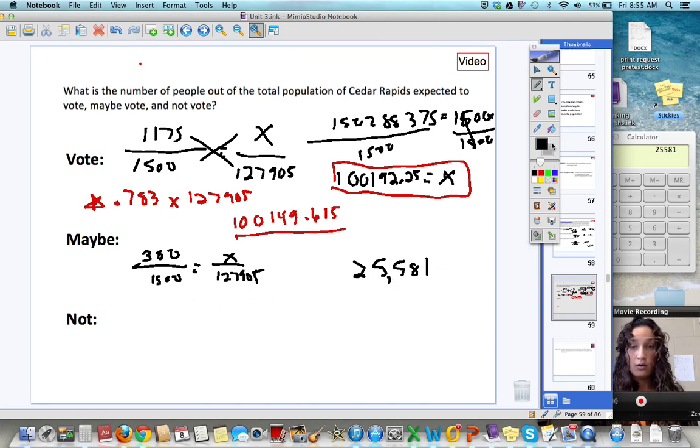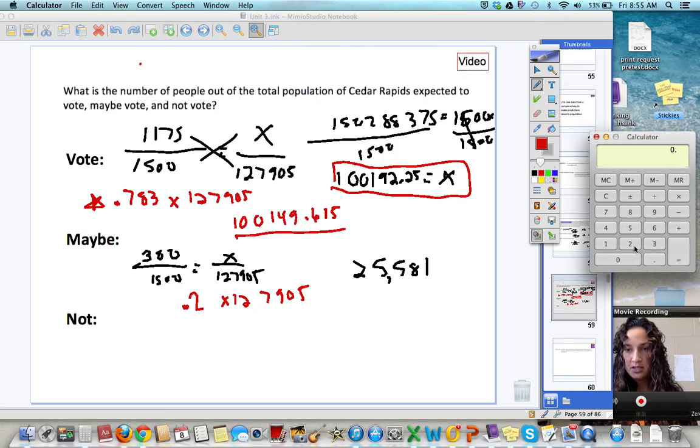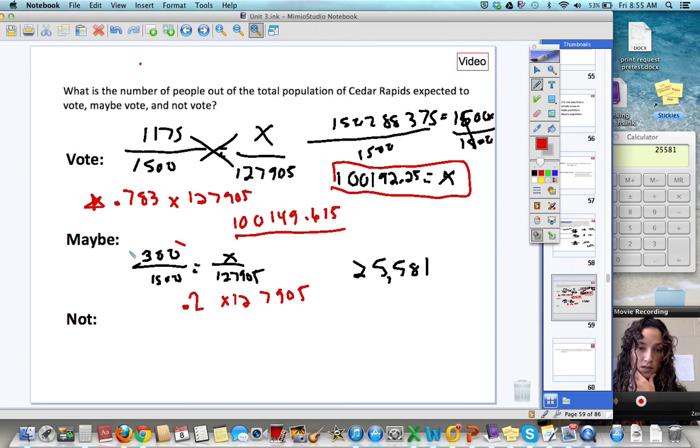That's a maybe. Or you could do it as your, remember this was a 0.2 times 127,905, right? I think that was 0.2. Yep. So 0.2 times 127,905. And this one you get the same exact number because this wasn't a rounded number. So either way is fine as long as you're showing me your work. Either show me that you did this proportion or show me that you're doing 0.2 times that.